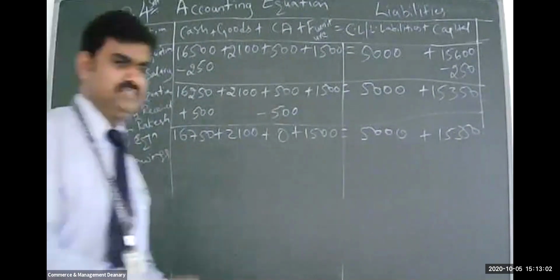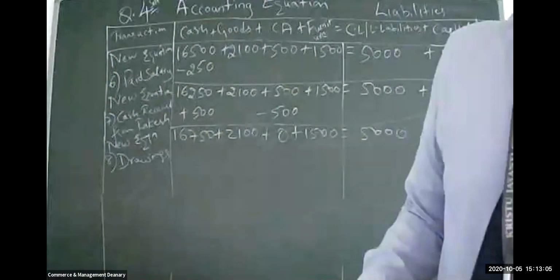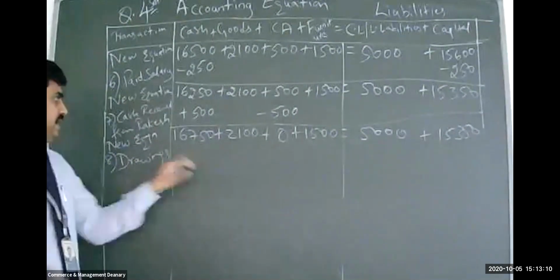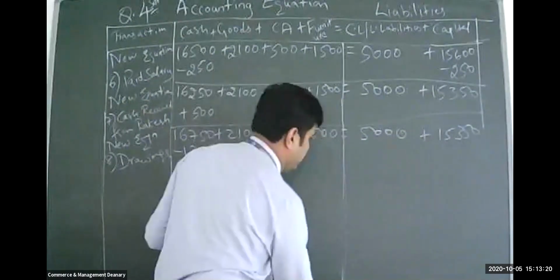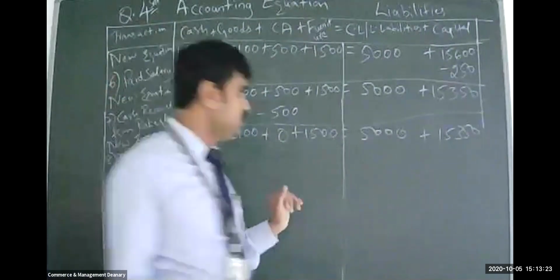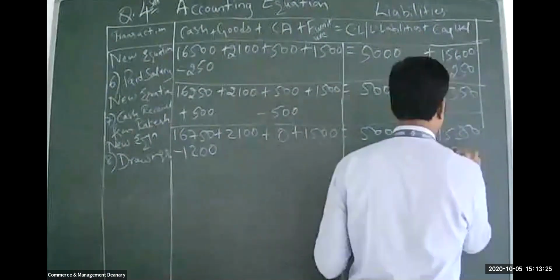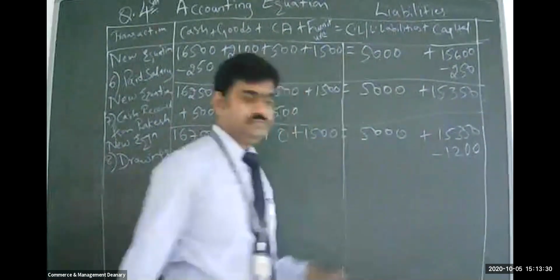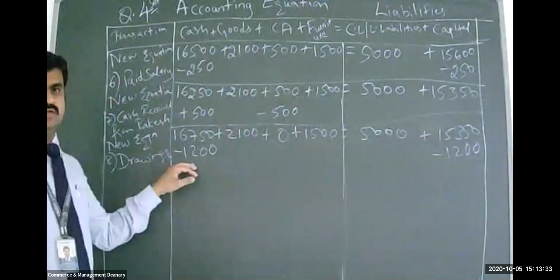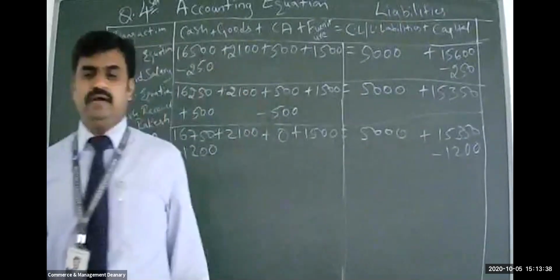How much is the withdrawn cash? 1,200. So cash is going out, so deduct 1,200 from cash. From capital also minus 1,200. Who is withdrawing? The owner. So you have to minus it from the capital. Capital minus 1,200.